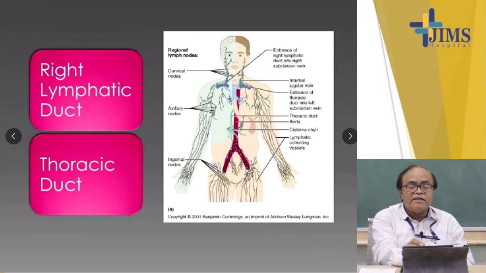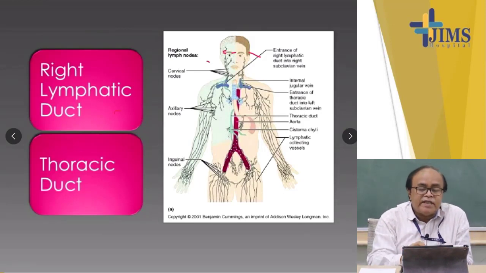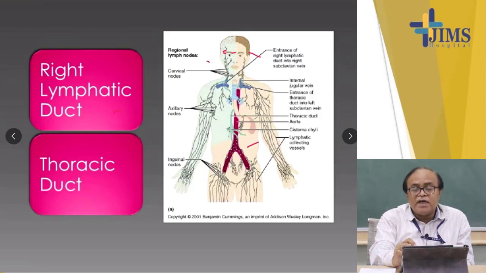The right lymphatic duct drains the head, neck, and right upper limb, and the thoracic duct drains both lower limbs, whole abdomen, pelvis, chest, and left upper limb, and then enters the venous system at the junction of the internal jugular vein and left subclavian vein. This is the site.